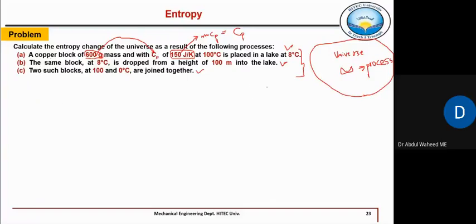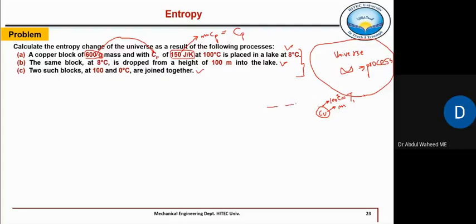So a copper block. In this universe, these three processes are taking place. What is the first process? There is a copper block of 600 grams. So this mass is given, a certain mass of 600 grams, and Cp of 150 joules per Kelvin, and its temperature is given. Its initial temperature is 100 degrees Celsius. That is its initial temperature, T1. It is placed in a lake at 8 degrees Celsius.